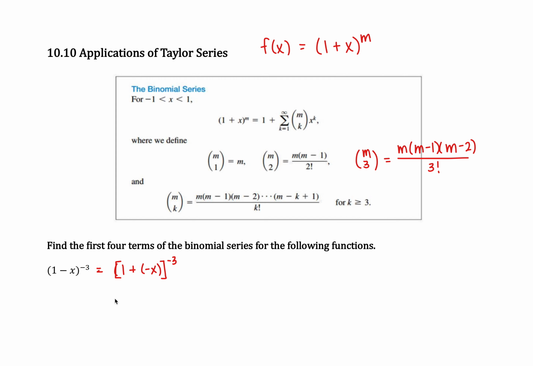So the first term is just a 1. That part's easy. And then we're going to go into this here. So first thing we're going to have is m over 1, so it's just going to be our m value, which is negative 3. And since this is the first term of the series, it's going to be x to the 1st power. But in our case, we've got negative x to the 1st power.